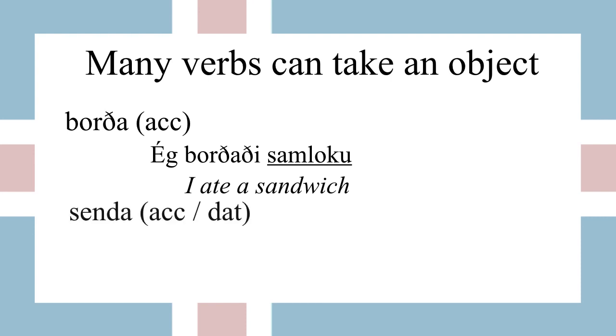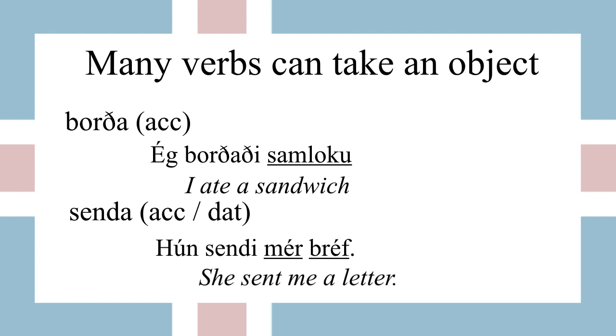Some verbs can take 2 objects, like senda, to send, can take an accusative and a dative object. For example, hún sendi mér bréf. She sent me a letter. So always remember that when you learn a new verb, if it can take an object, you need to learn what case that object is.